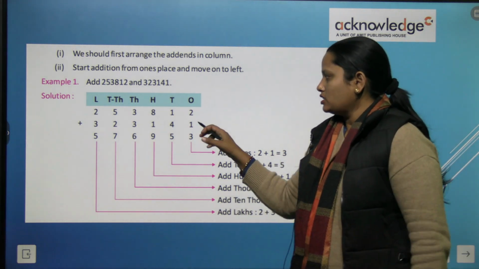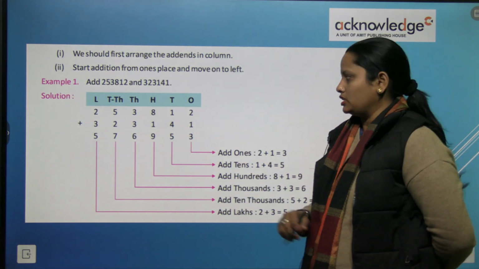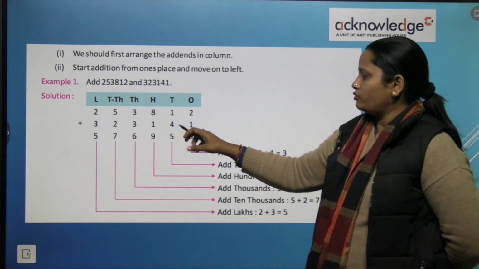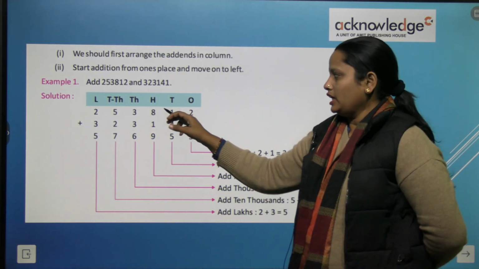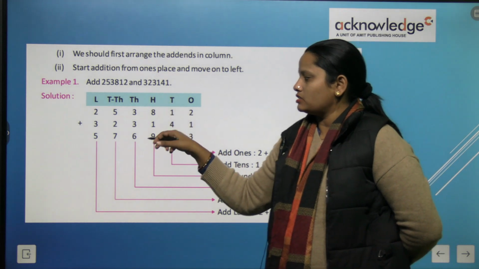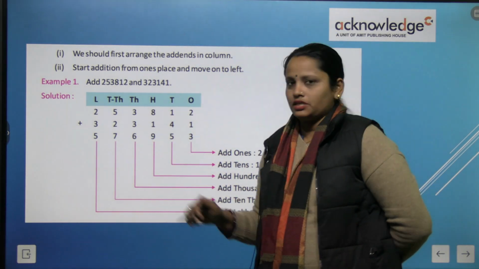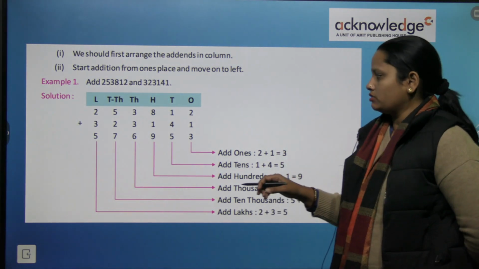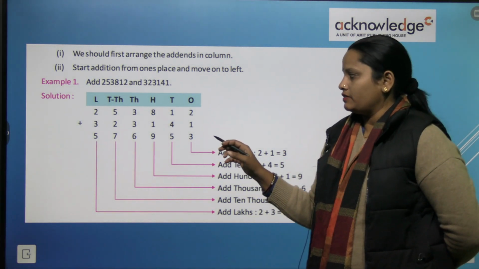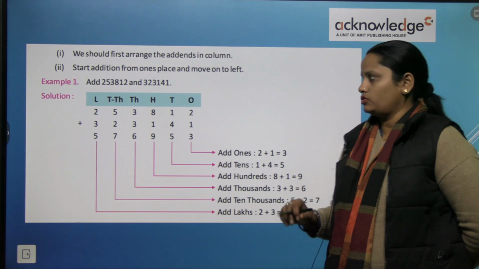So when we add 2 plus 1, we get 3. Similarly, when we add 4 plus 1, we get 5. 8 plus 1, 9. 3 plus 3, 6. 5 plus 2, 7. And 2 plus 3 is 5. So here, children, the answer is 5, 7, 6, 9, 5, 3.